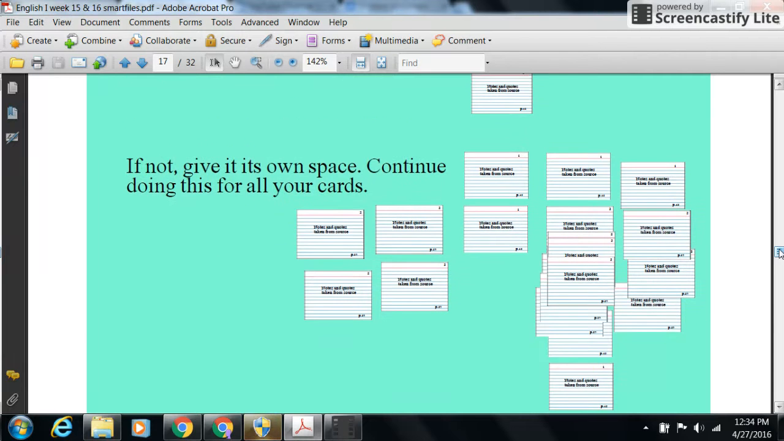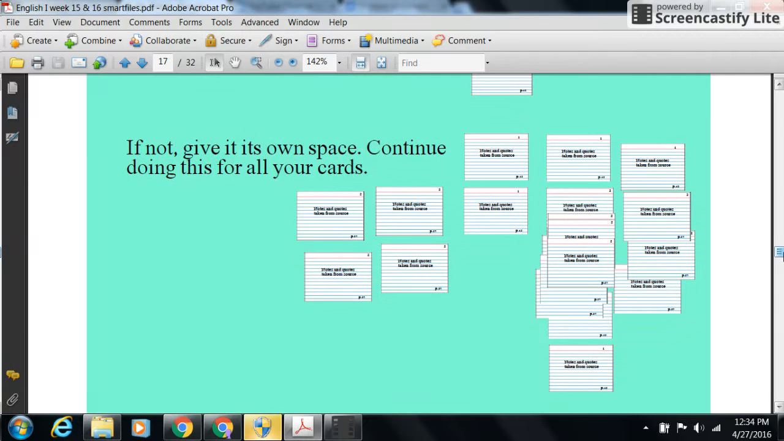So you're going to wind up having multiple stacks of cards. And when I say stacks, I mean I want you to lay them out so you could see how many you have. When you do this, it allows you the opportunity to see where you have more information and then where you have less information. Okay.